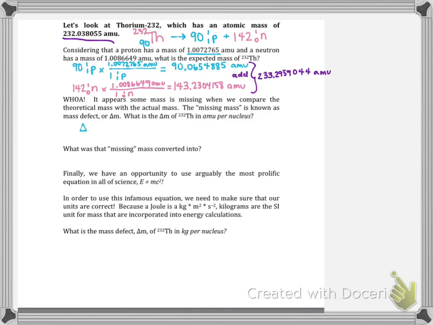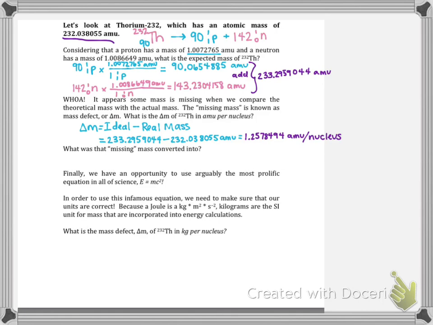Our mass defect, or delta M, is going to be our ideal mass, which we calculate, minus the real mass, which they have to tell us. And so we can figure that out for this problem. We take our 233 number and subtract our 232 number. And we get a total mass defect for one nucleus that's about 1.25, etc. AMU.